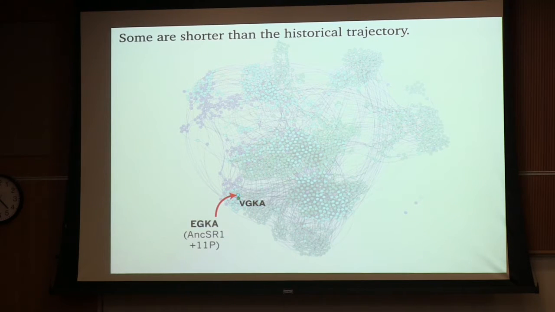And there are also many other ways of doing this, including single-step trajectories, where we can get in one amino acid change, actually one nucleotide change, from an ERE-specific protein to an SRE-specific protein. So the historical trajectory is neither unique nor optimally accessible, and it's not optimally functional either.